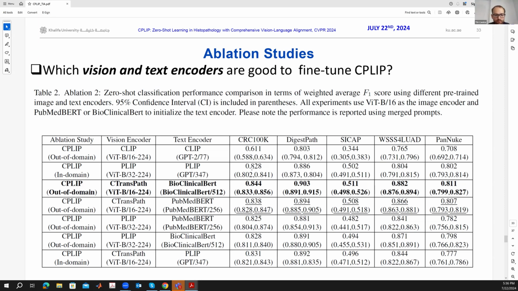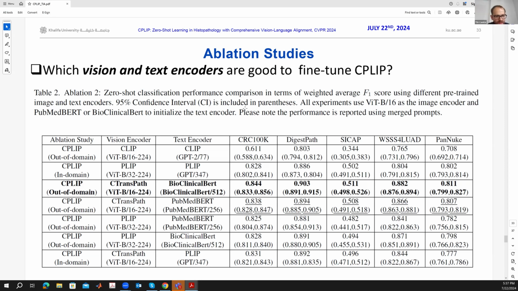Yeah. But if you look at the performance variation, the performance improvement is not that much compared to the out of domain CLIP model, which is trained on ImageNet. So you can see that whenever we are utilizing the vision encoder which is trained on histology data, you will see a very nice performance compared to the CLIP model only.